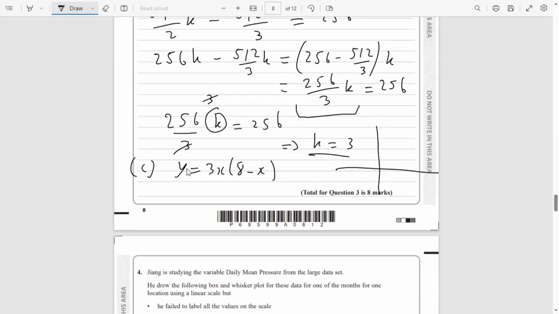Now, what will the roots of this quadratic be if we set this equal to 0? So 3x times by 8 minus x equal to 0. We're going to have two solutions. So either 8 minus x equals 0, in which case x would be 8. Or alternatively, 3x could be equal to 0. And if 3x is equal to 0, it means x is equal to 0. So we get those two solutions there. So you plot those there, 0 and 8.